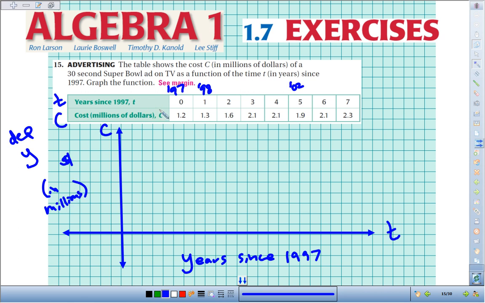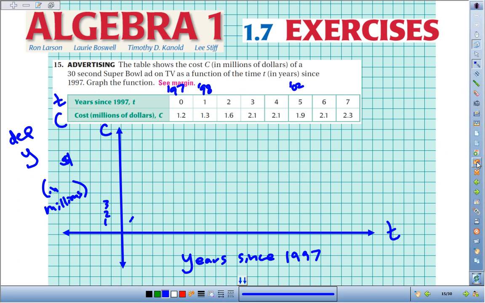Now notice our x values or our t values go from 0 to 7. No problem fitting that on the graph. I've got plenty of boxes. But our y values, they go from 1.2 to 2.3. There's not a lot of distance between 1.2 and 2.3. If I were to go by ones, let's say I went 1 and 2 million and 3 million, everything would be scrunched between like 1 and 2. I mean, it'd be really tiny. It's not even using the whole graph.